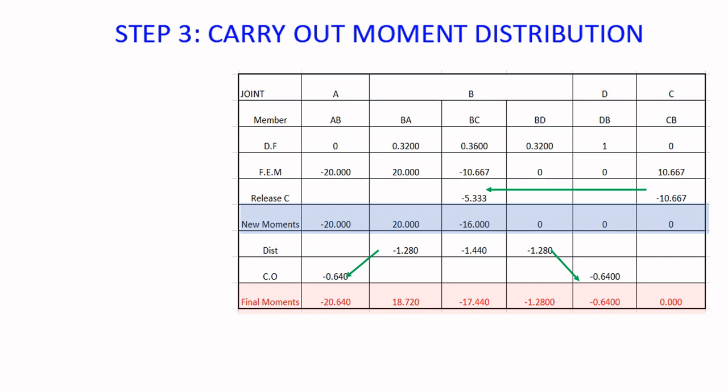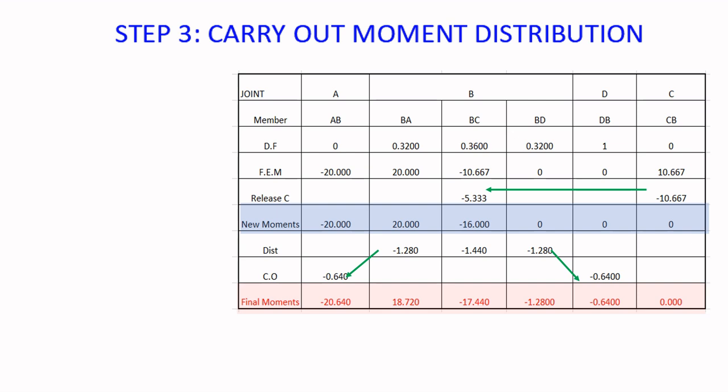So 10.67, you add negative 10.67 and you get 0, and half of that is carried to BC, as indicated in the green horizontal arrow. So half of that goes there and you get negative 5.33. So now we compute the new moments.